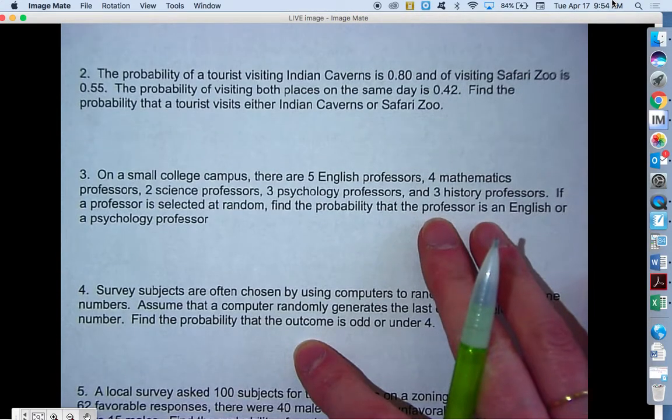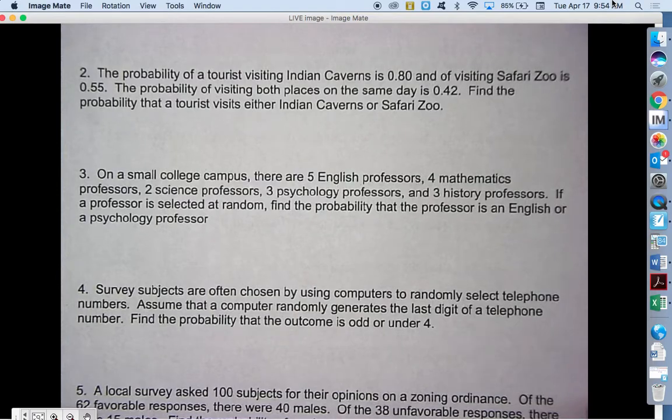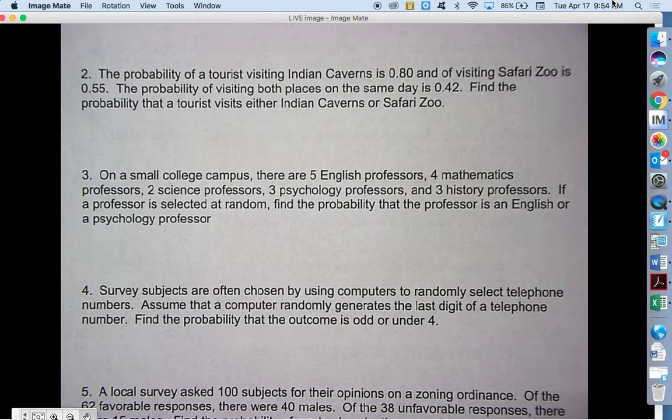Are there other questions from the worksheet that you wanted to go over today? Grace? Number 2? So number 2 says the probability of a tourist visiting Indian caverns is 0.8. The probability of a tourist visiting the Safari Zoo is 0.55. The probability of them visiting both places on the same day is 0.42. Find the probability that a tourist visits either the Indian caverns or the Safari Zoo.